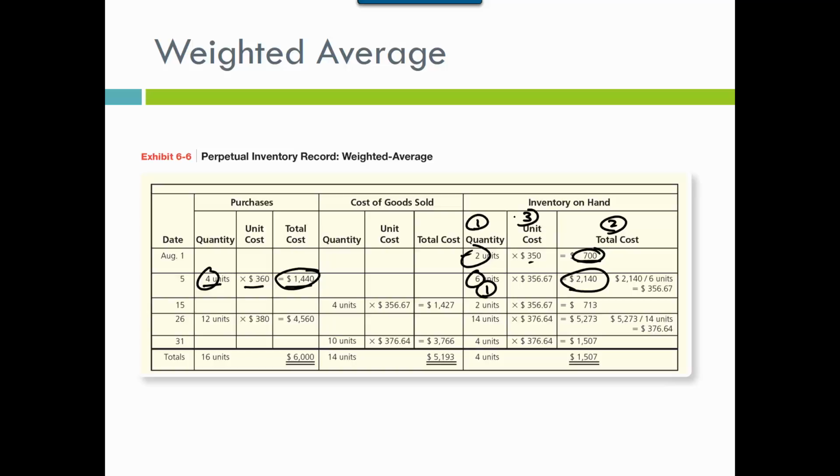Now I figure out the unit cost. So I had $700 worth of stuff. I made a purchase of $1,440 worth of stuff. So now I have $2140 as my total. I divide that by the number of units I have. I have 6 items on hand. So that will probably actually get confusing. Let's do it this way. Figure out this one first, figure out this one second, and then figure out this one third.